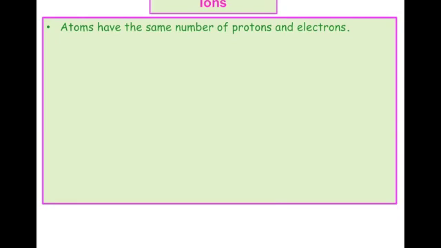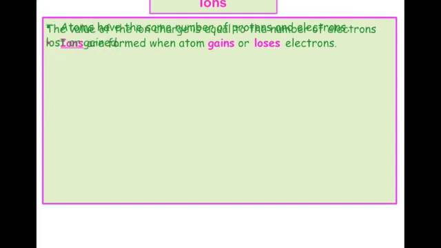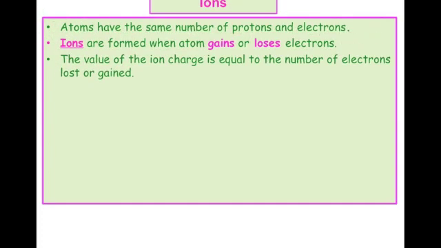Anytime an element has the same number of protons and electrons, it is referred to as an atom. But when an element starts to gain or lose electrons, it is no longer called an atom, but now it is referred to as an ion. The value of the ion charge will always be equal to the number of electrons that have been lost or gained by the element.